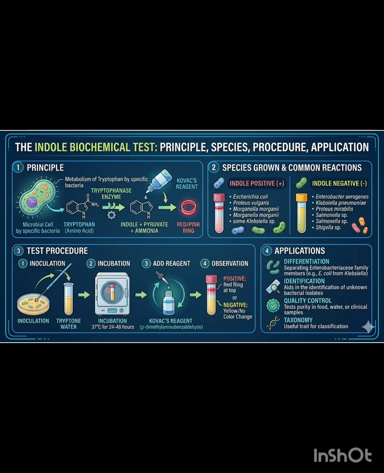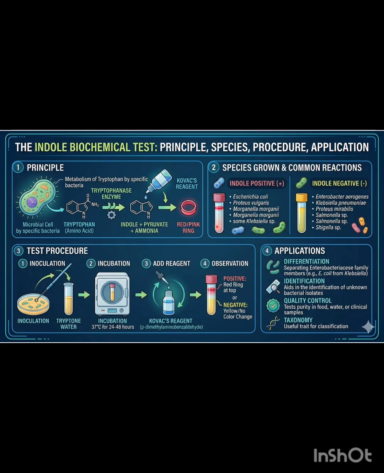After 24 or 48 hours, we are going to take the tube and add the Kovacs reagent. After adding this Kovacs reagent, we will observe the result. If it is a positive result, there will be formation of a red ring. If it is a negative result, there is no color change, it will remain yellow itself. Now tell me one thing, what will be the color of this Kovacs reagent?